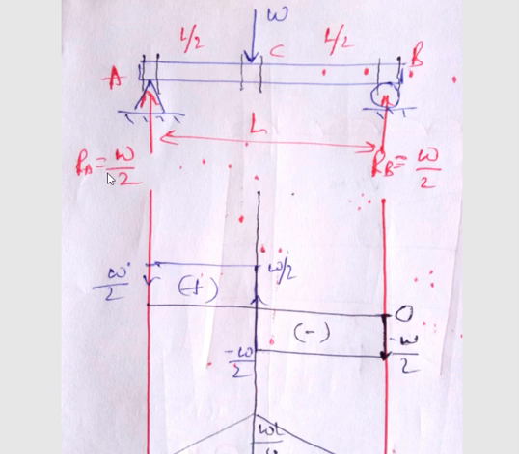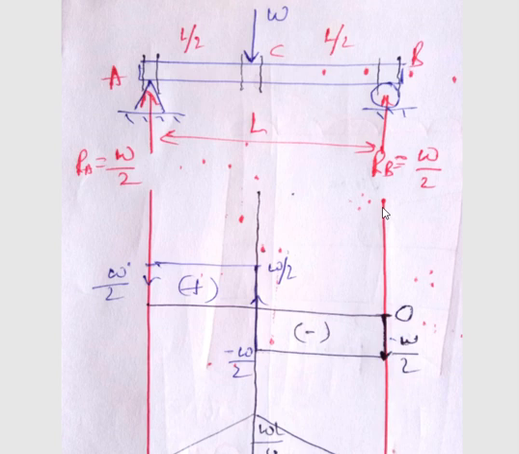Once you write the reactions RA and RB, the first thing for plotting the SFD and BMD is, wherever there are forces acting, for example at point B there is a force acting, at point C also there is a force acting, at point A also there is a force acting, at these points you draw vertical lines. From point A I am drawing a vertical line, and from point C also I am drawing a vertical line, and then from point B also I am drawing a vertical line. Since there are three forces, I am drawing three vertical lines below them.